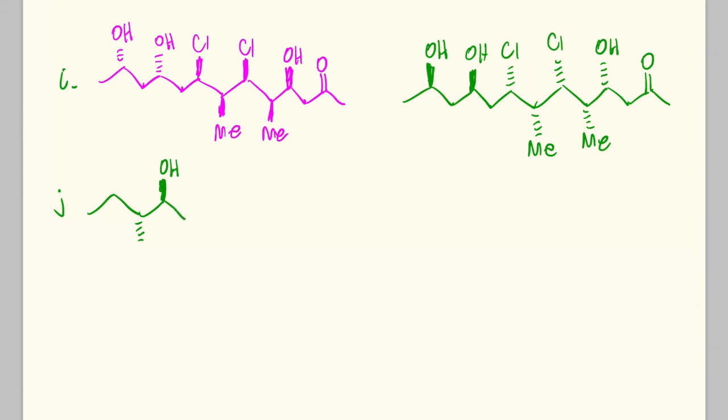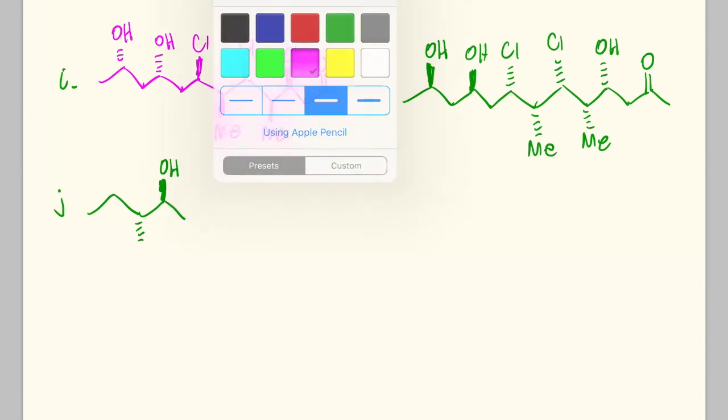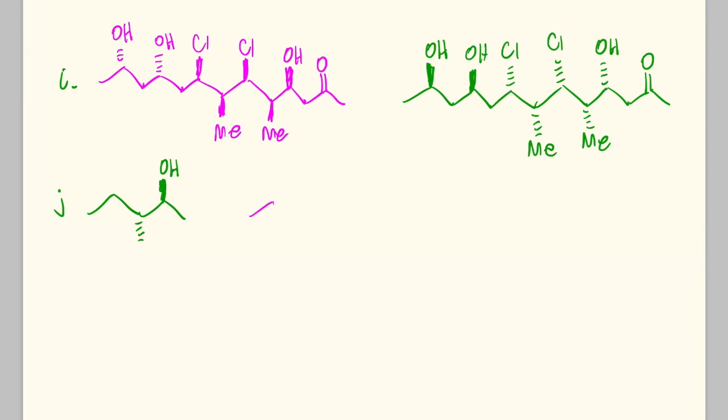So we have this molecule here. To draw the enantiomer, we sketch out that backbone there, and then we switch the dash methyl group to a wedge, and the OH becomes a dash.